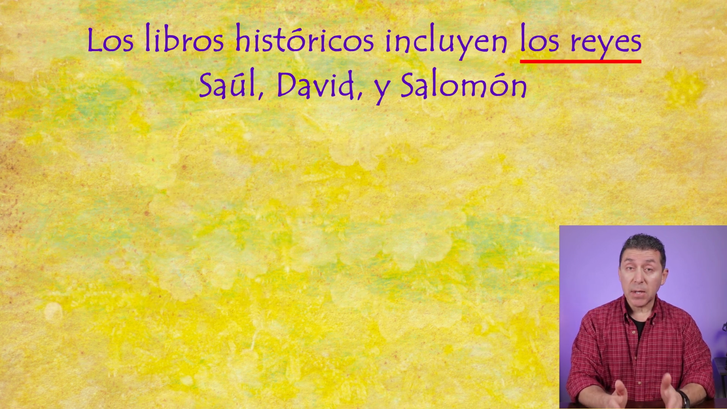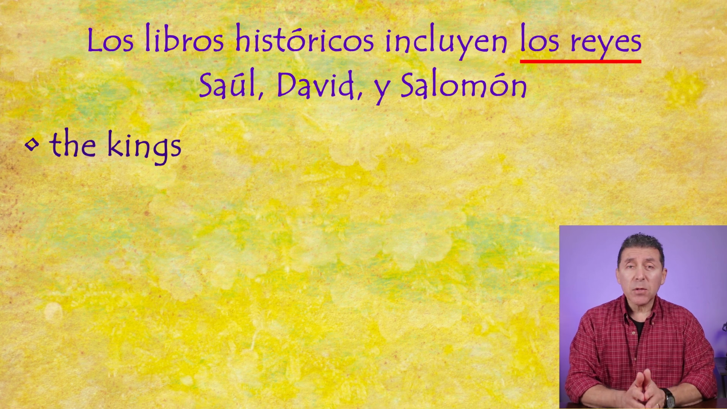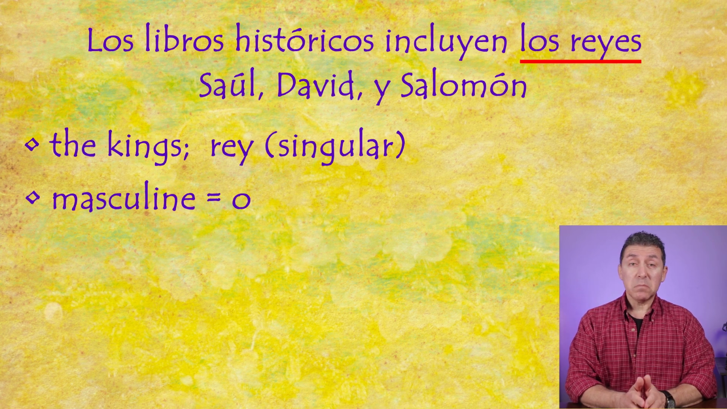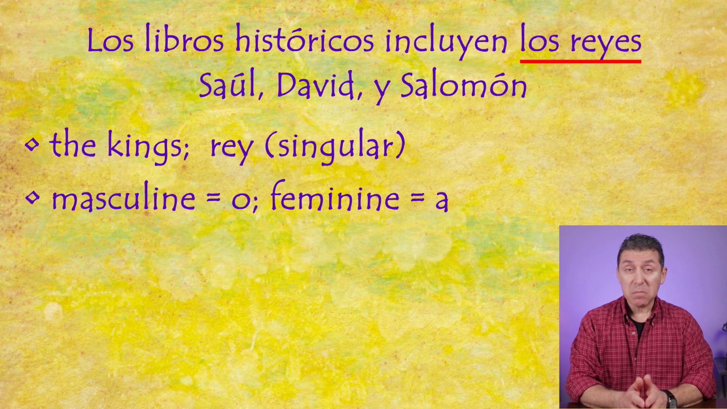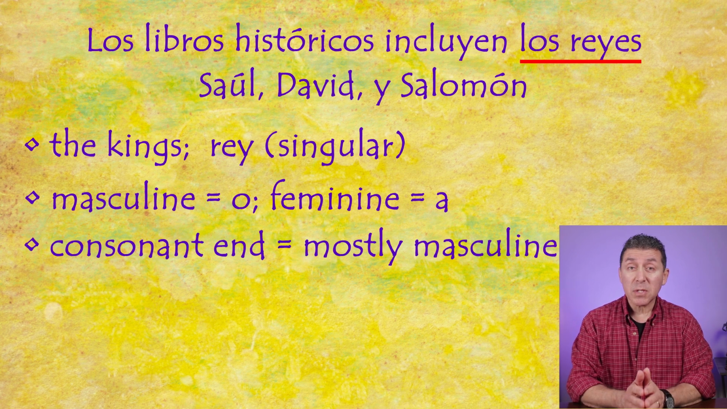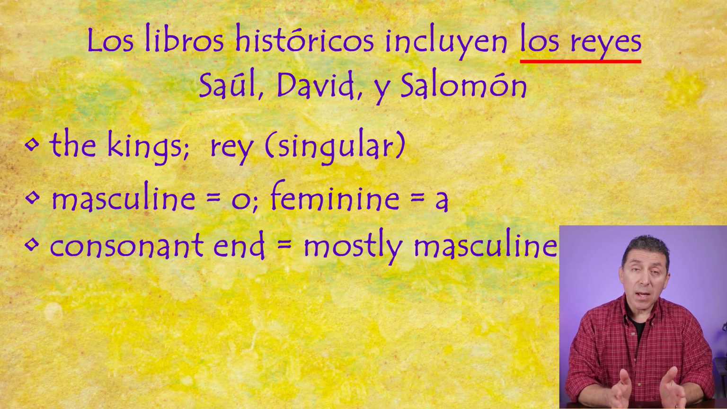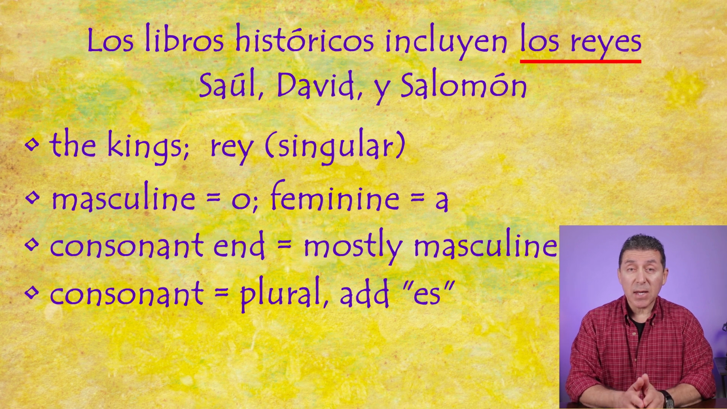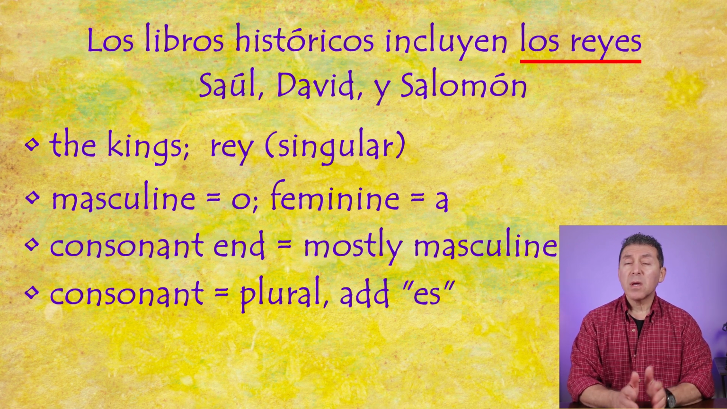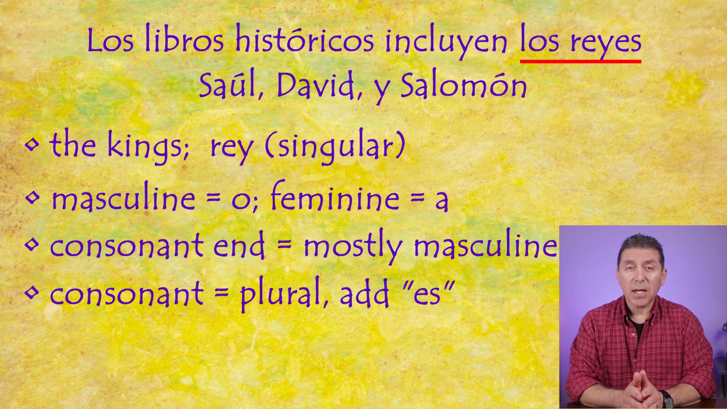Los reyes means the kings. Now, even though rey does not end with an O, a masculine word, or an A feminine word, it is a singular masculine noun, as are most nouns that end with a consonant. And as is common, a Spanish word that ends with a consonant simply adds an es to make it plural. Where there are exceptions, I will gladly let you know, mis amigos. ¿De acuerdo? Agreed? Muy bien.